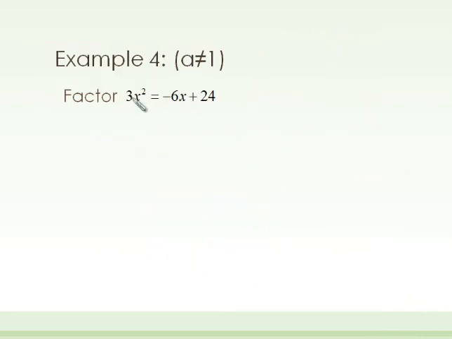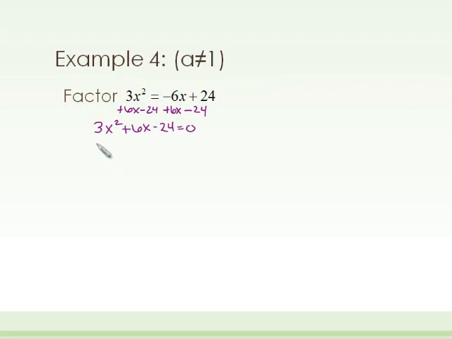So once again, here a is not 1. And take a look at your equation. This does not equal 0. So we're going to have to move things around in order for this to equal 0. So in order for us to do that, we're going to have to add 6x to both sides. And we're going to have to subtract 24 as well. So now we have 3x squared plus 6x minus 24 is equal to 0.